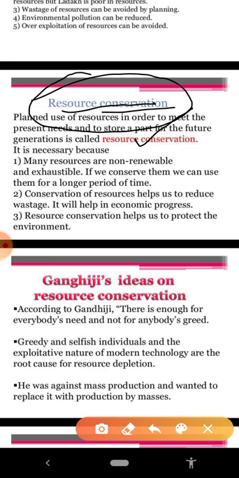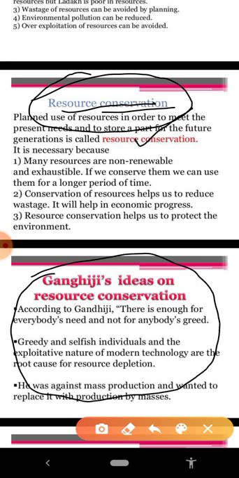Here, we can take the example of statements given by Mahatma Gandhi regarding the conservation of resources. So Gandhiji remarked, there is enough for everybody's need and not for anybody's greed. So these words are true. We need to reduce or control materialism in every sphere of life and encourage healthy competition without pressurizing resources.